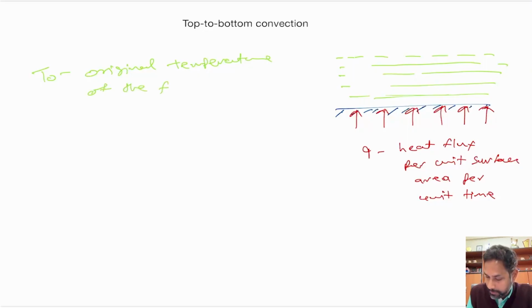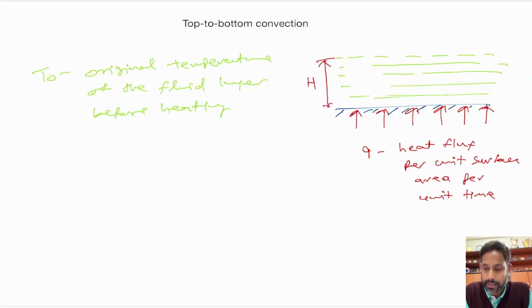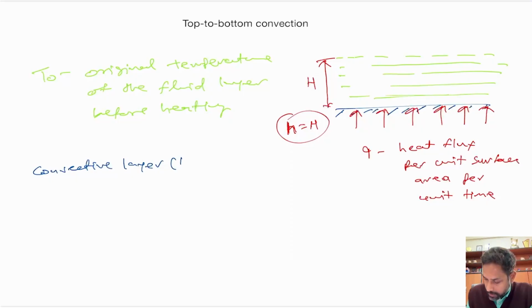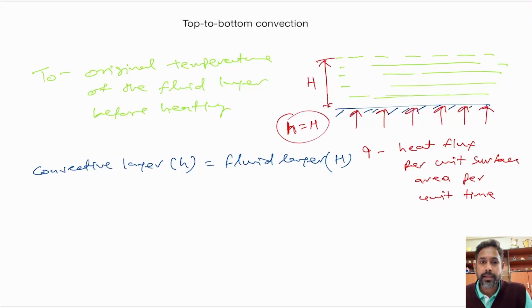Okay, and let's consider that T naught is the original temperature of the fluid layer before heating. Okay, so that is the temperature the fluid has before we start heating, and we want to find what is the new temperature after heating, and we assume that the layer thickness is h, and as we discussed in the last slide, small h is the same as capital H, where small h is the convective layer and capital H is the fluid layer, and here both the convective layer and fluid layer are the same.